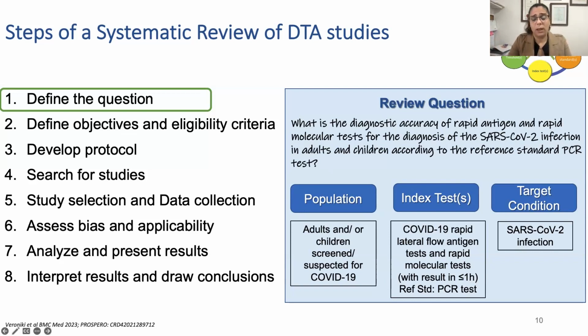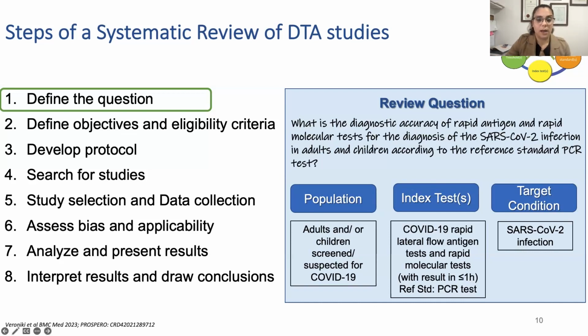So for the population, we usually define the characteristics of the population, the age, the sex, the setting, similar to what we have done here, where we say that we include, for example, adults and children who were screened or suspected for COVID-19. Then we have the index tests, where we define the tests of interest that we want to explore to assess the potential of the test, if the test is an add-on, a replacement or a triage, and any test comparators that we are interested in.